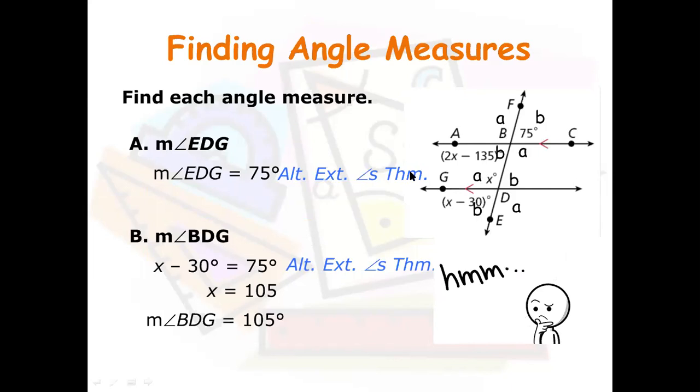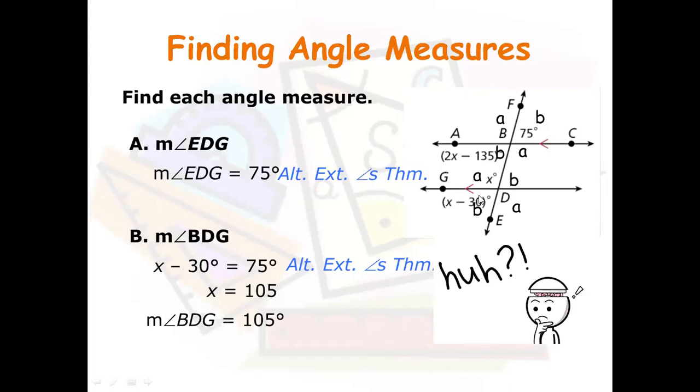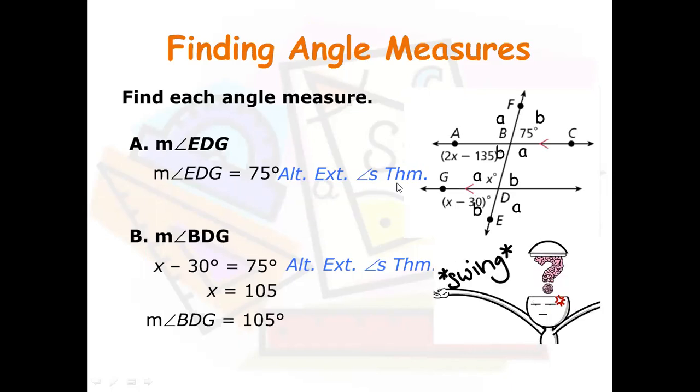Now, what reason can you give that they are equal? Are they angles which are inside or outside? They are angles outside, so it has something to do with exterior. And are they opposite? Yes. So it is the alternate exterior angles theorem. This is how you find the angles.